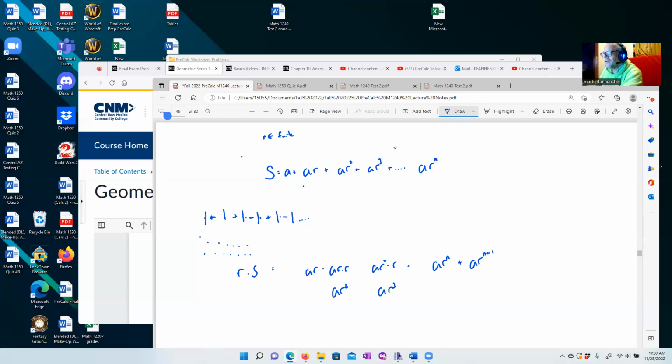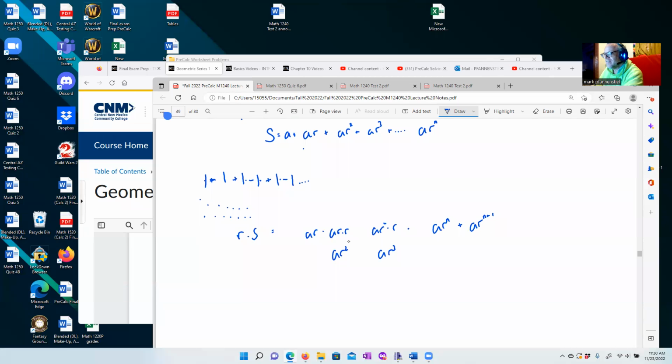So what I would like to do now is take S minus rS. Now here's the key. This is how we're going to prove what the formula is. But this only works if, first off, n is a finite number for now. Later on we'll be able to say it's infinite, but for now it's finite.